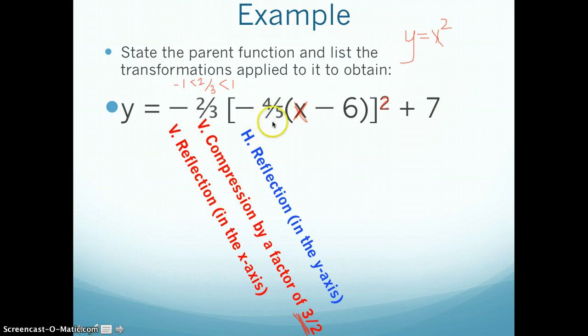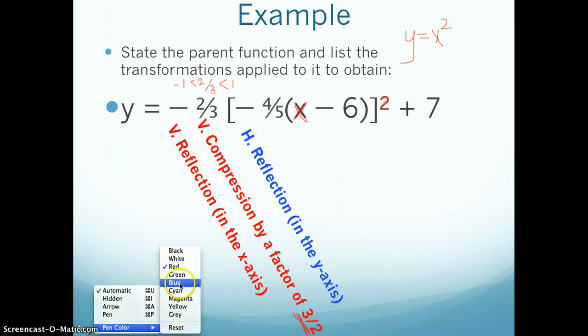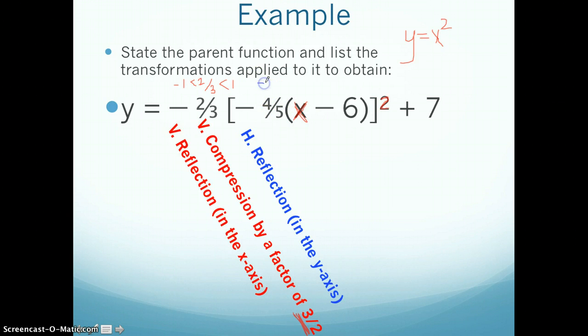Okay, and then next on the inside you have this 4/5. So that 4/5 is a value that is between -1 and +1, meaning that it's a small value of k. And remember how we talked about a small value of k actually causes a stretch. So it's opposite of what you think. So it says 4/5, that's a small number that actually causes a stretch. So notice that a small number in the vertical caused a compression, but a small number in the horizontal causes a stretch. Okay, and again we say by 5/4.